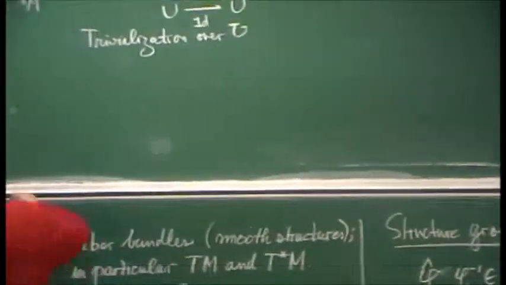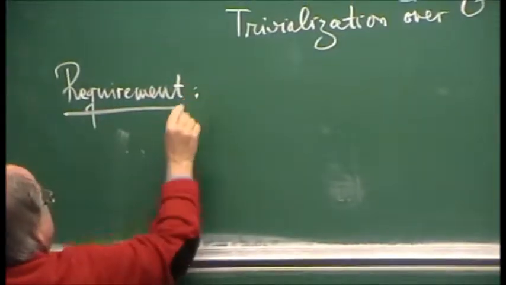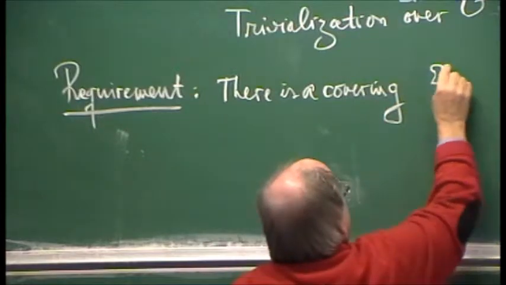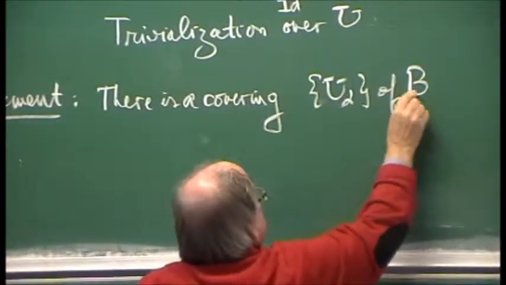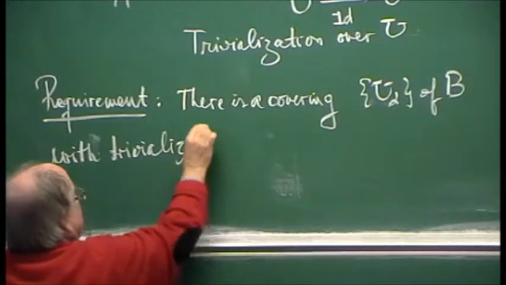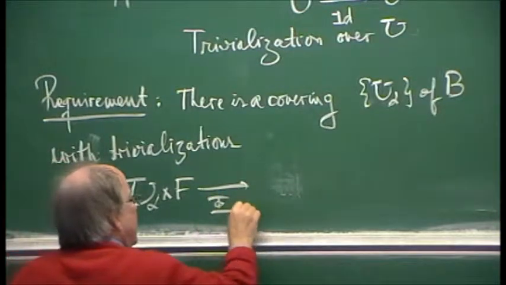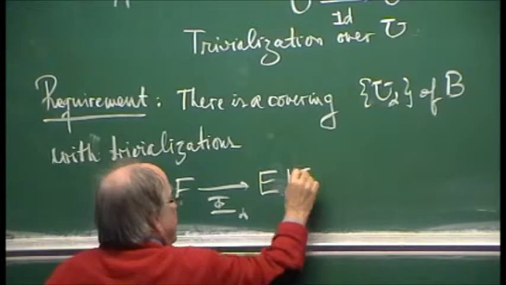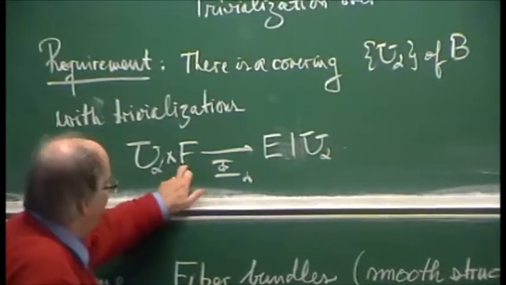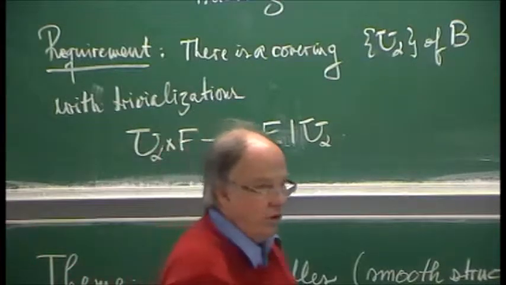Okay, so that's trivial. So a requirement is not only that we have all this stuff, that there is a covering U alpha of the base with trivializations phi alpha from U alpha cross F into E restricted to U alpha. Of course, this is a bundle map, so that means each fiber respects the structure that's going on. That's a local trivialization. Okay, so if you think locally in a bundle, this is what you're doing.